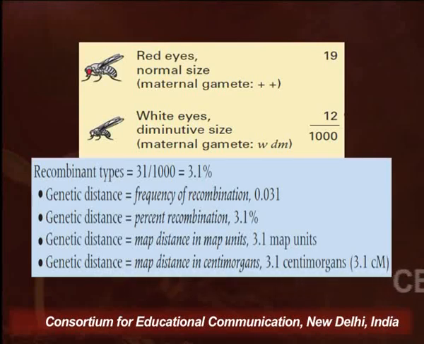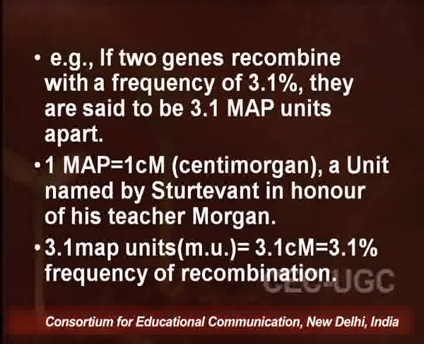So what would be the genetic distance or the frequency of recombination? It would be 0.031. The genetic distance, of course, we find in terms of percentage, is 3.1%. So the distance between the two genes, namely the eye and the size, would be to the tune of 3.1 map units, which can be expressed in terms of centimorgans as 3.1, or abbreviated as 3.1 cM.